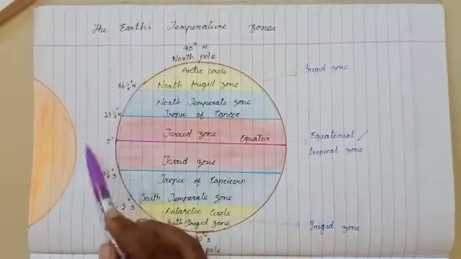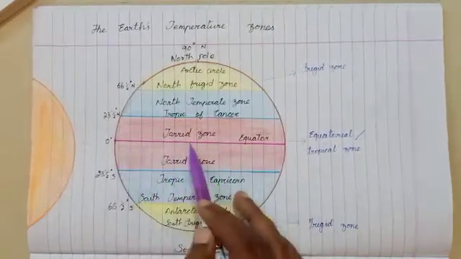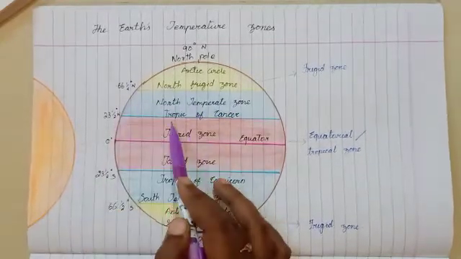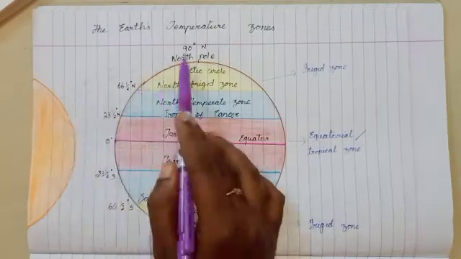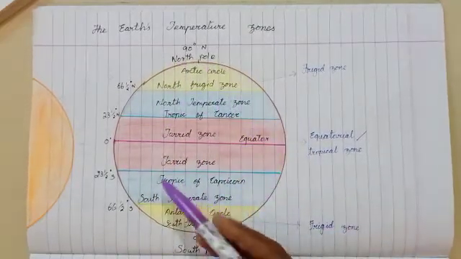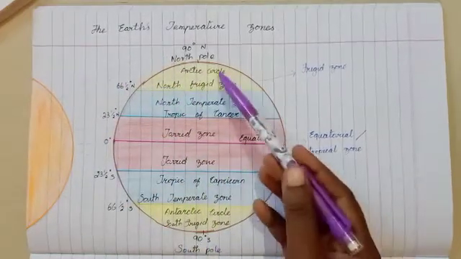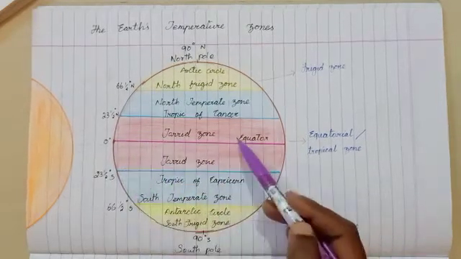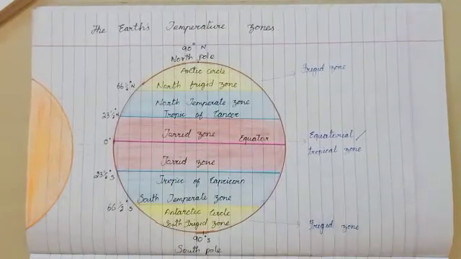When it receives direct sunlight, the place will be very hot. If you go a little bit above, you will see not much hot, not much cold, the moderate temperature. And when you go to the poles, you can see a very cold climate. As it is receiving the sunlight in slanting rays, we can see the poles in the cold climate, right? So here we have divided the Earth's temperature zone into three parts.